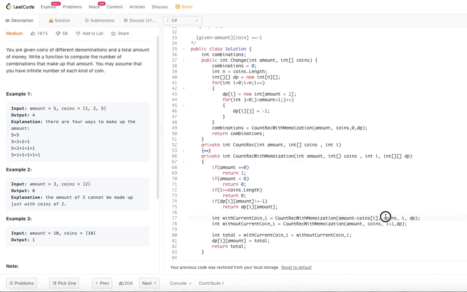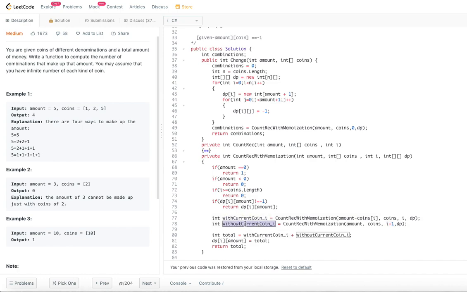And we will pass the coins I and DP array as it is to the recursive function. So it will be calling itself basically. And without current coin, that means we won't disturb the amount, it will be same, but we will skip the current coin, right? So without current coin means we don't want to add the current coin, we want to skip that and go further. So that's the reason why we are passing in I plus 1 for this. So that's how we are able to get the number of ways with coin, without current coin.